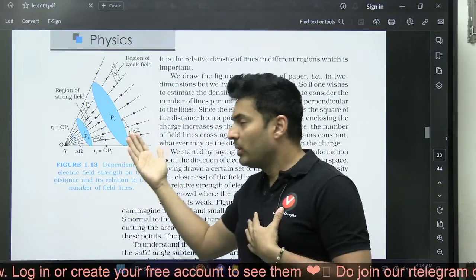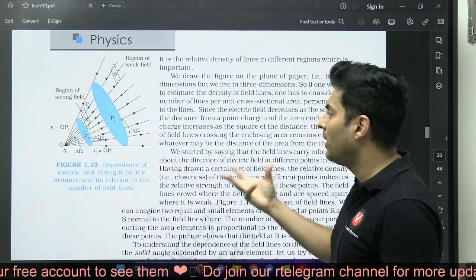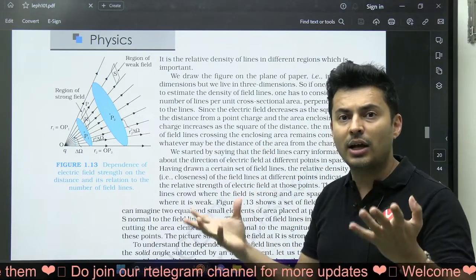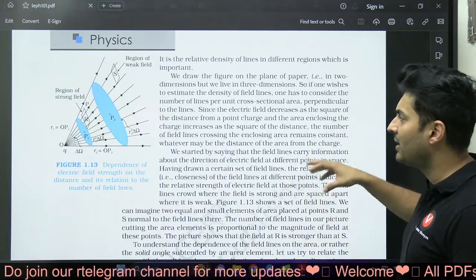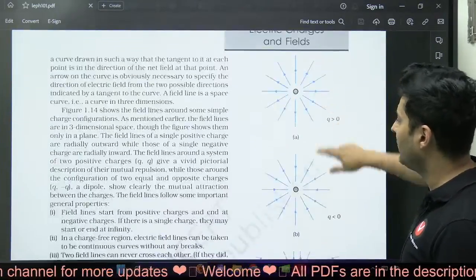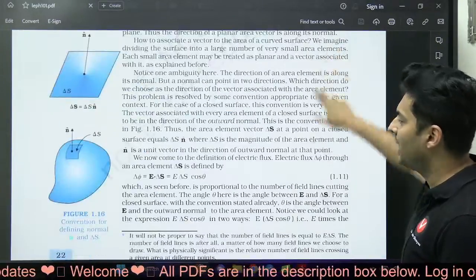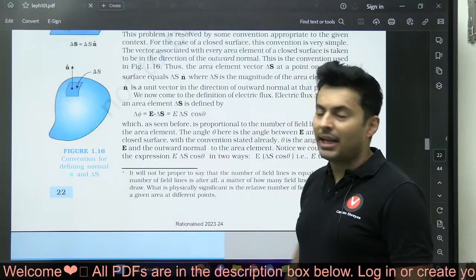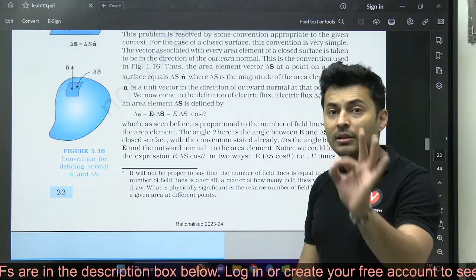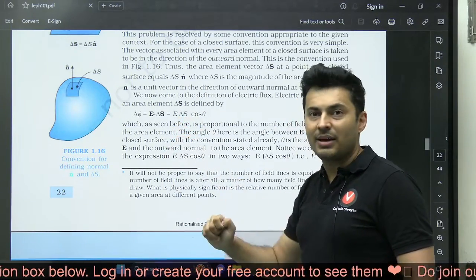Okay. Whenever you take a surface and you see the field passing through it, you get a quantity called flux. Flux means flow. So the flow of field is the flux of the electric field. As simple as that. And it is measured by the field into the area into cos theta, which gives you the electric flux. The unit is Newton per coulomb into meter square.